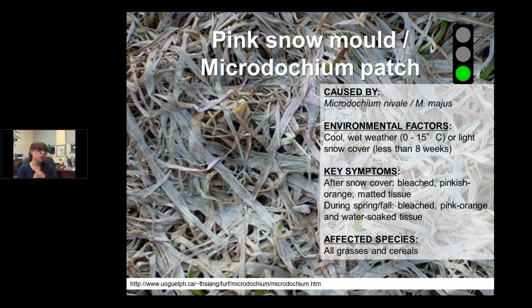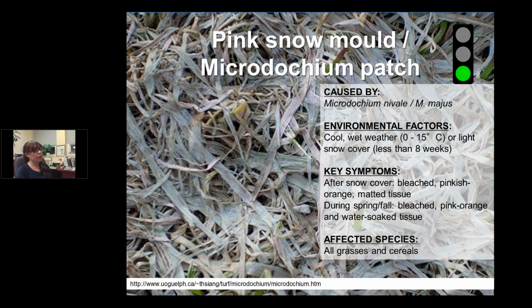Another disease is pink snow mold. It has many names, including fusarium patch and microdochium patch, and that's because the people who study fungi can't agree on what the name of this particular fungus should be. But as I said, this is my favorite fungus because it's one that I've worked on quite a bit. And you can see that the reason it gets that name is because it causes the plant to have quite a pinkish or sometimes a bright orange color. And this is what it looks like when you see it in the early spring.